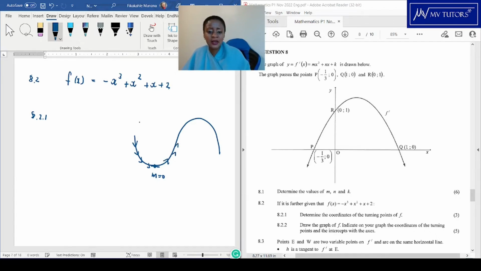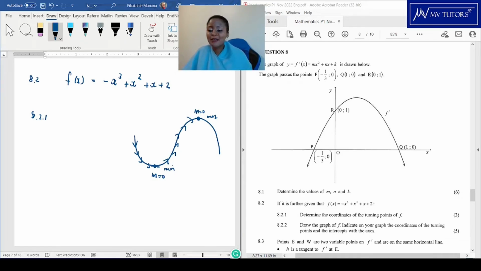And here you start increasing, and then you get to this one here, it's flat. Gradient is 0. That's your other stationary point. So those are your turning points. This is the minimum one, and that is your maximum turning point. So what do we do then? We get the first derivative and we make it equal to 0.